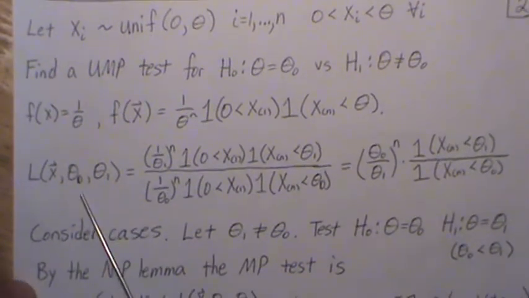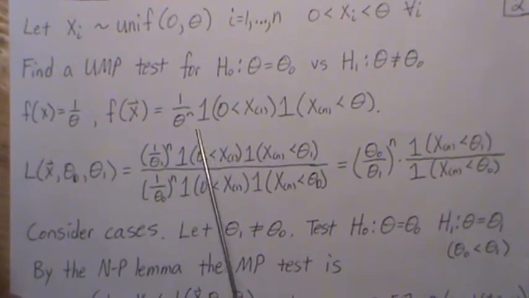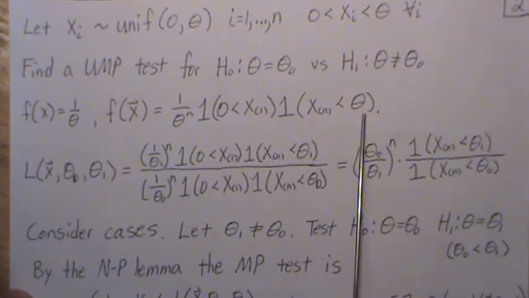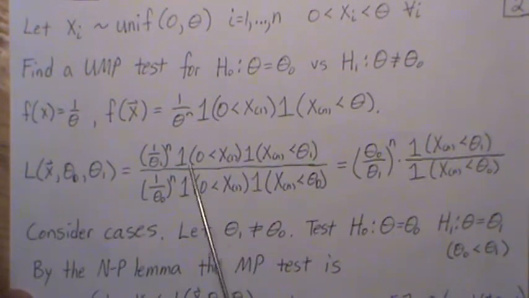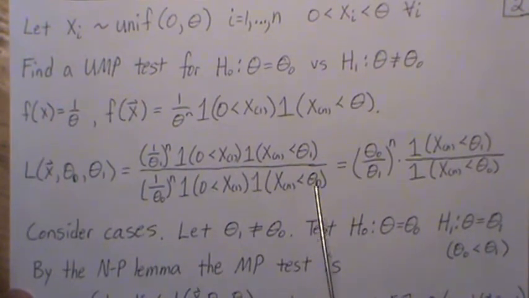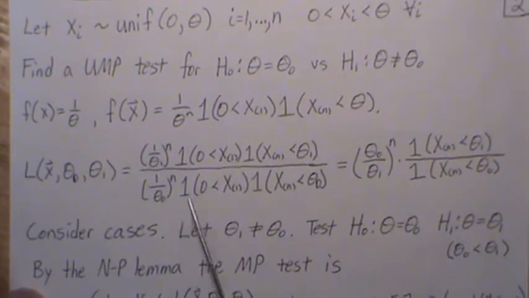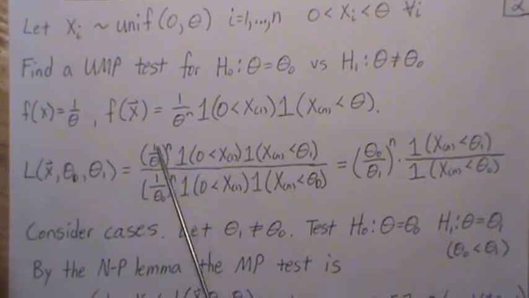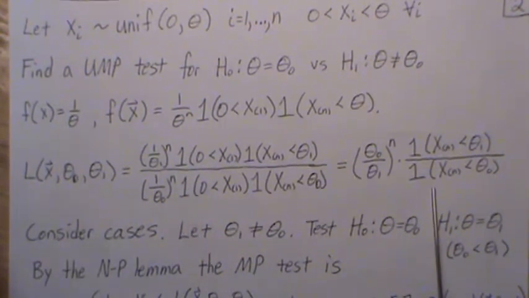Now we do that when we set up the likelihood function. So we take this joint density, put it here, but now we put theta 1 in the value, and then on the bottom we put theta 0. Now look, this cancels and this cancels, and that's kind of why we broke it up. We're just left with this piece and this piece, which is over here.